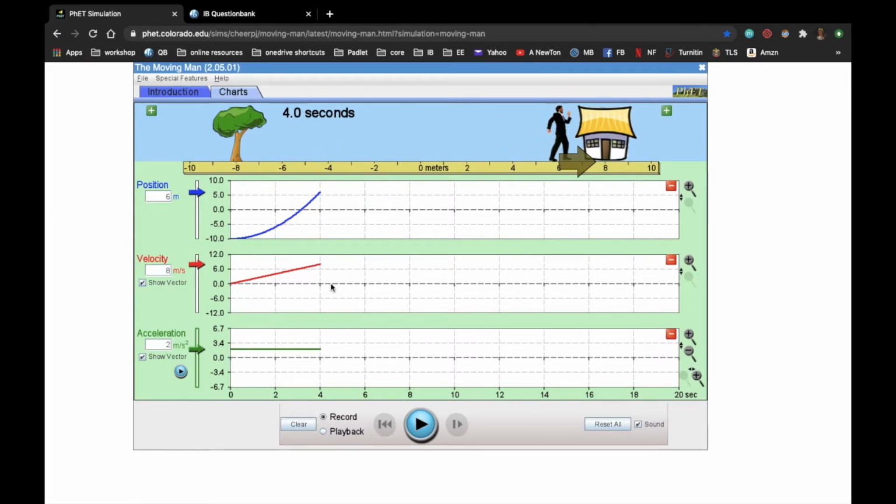What if I want to slow him down? What if I want him to slow down and stop? Which way do I have to push him? Would I apply the gas pedal or the brake pedal if I want to stop? Obviously, I apply the brake pedal.